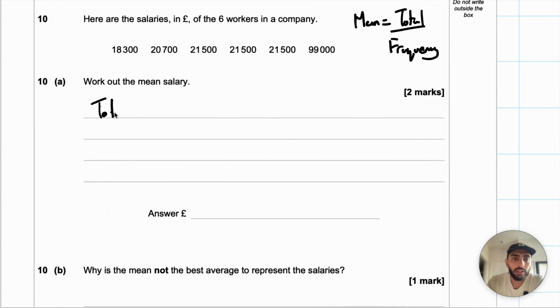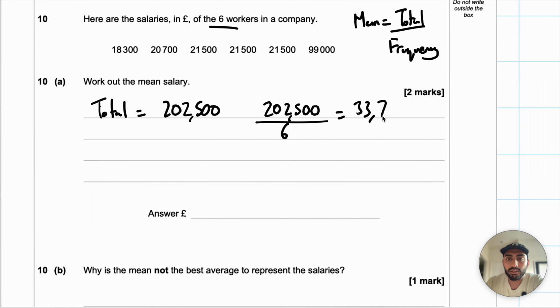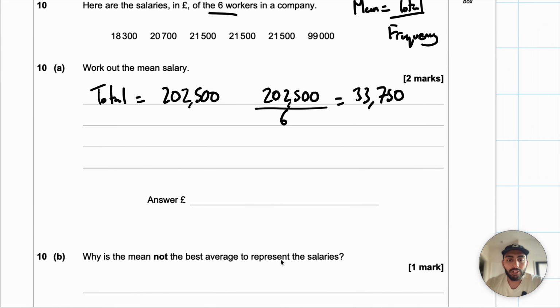So total is equal to 202,500. I just need to divide this number by my frequency, and it tells me in the question how many there are. There are 6, so I divide it by 6, and my answer is 33,750. So 33,750.